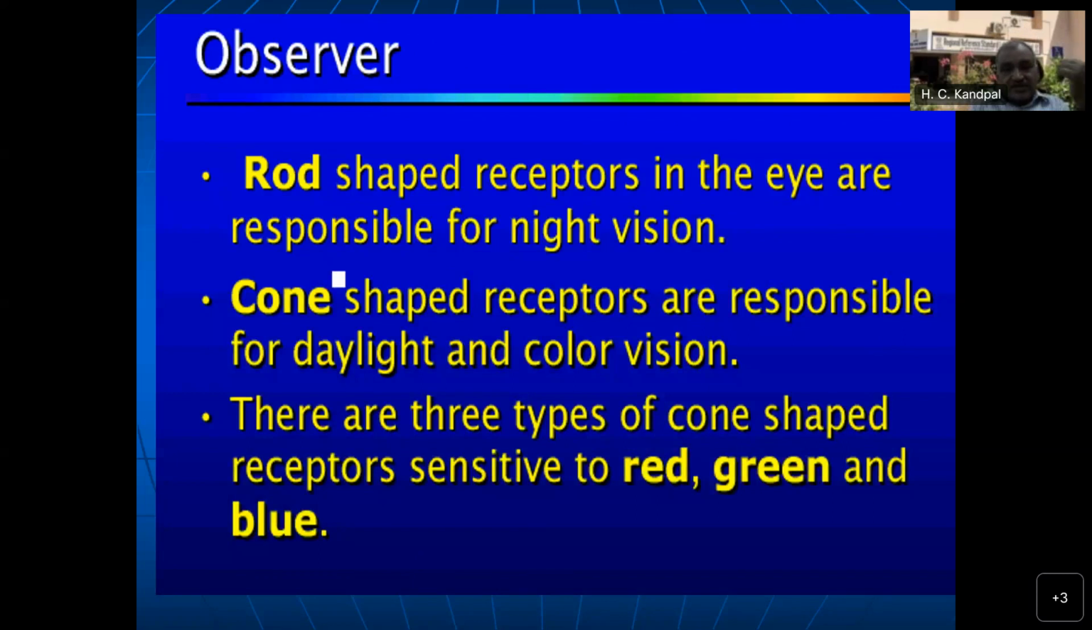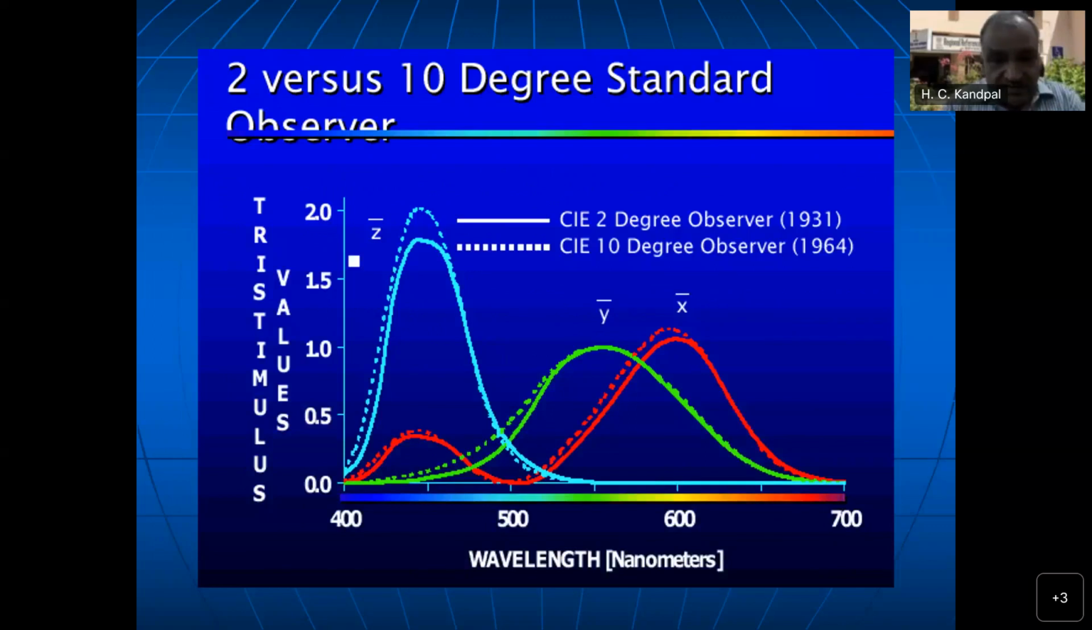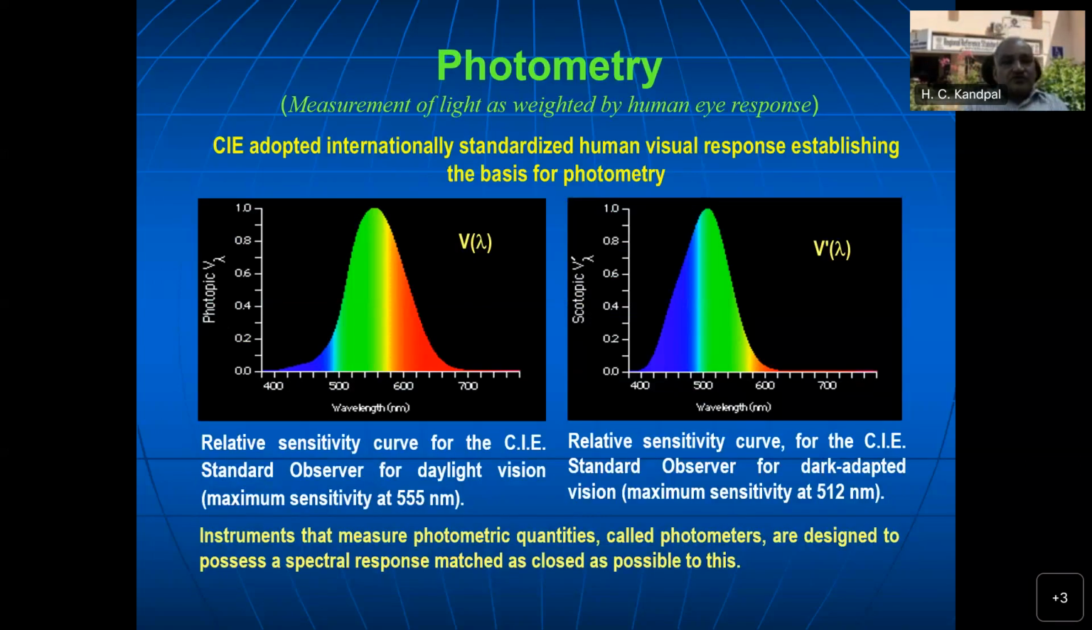And there are 3 types of cones, as I told you, that are sensitive to red, green, and blue. So again, to remind you, these are the sensitivities of these cones for the different wavelength regions, red, blue, and green. This is the color response. And now we come to how we look at objects in daytime, and how our eye functions. What is the sensitivity of our eye when objects are lighted by the sun, when sunlight falls on them?